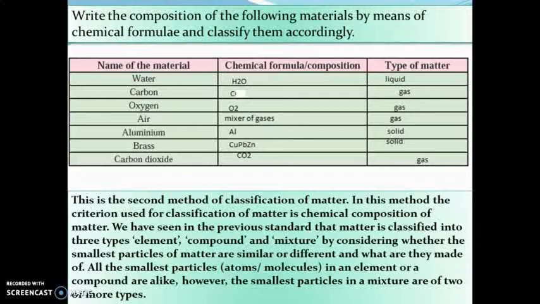Okay, and when all the molecules are alike or same, then we call it an element or a compound, whereas where we have two or three different particles mixed together, it is called a mixture. So you can see that in the case of water, how many do we have? Two, H2O, so hydrogen and oxygen. So it is a compound. Carbon C is an element.